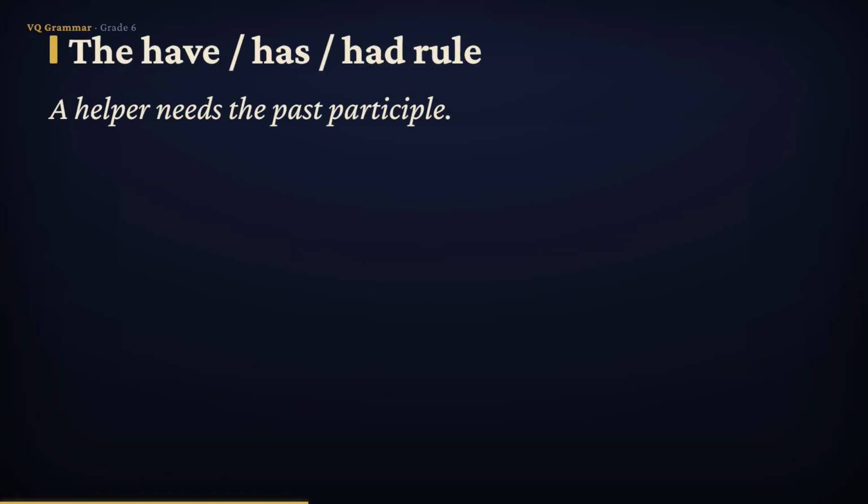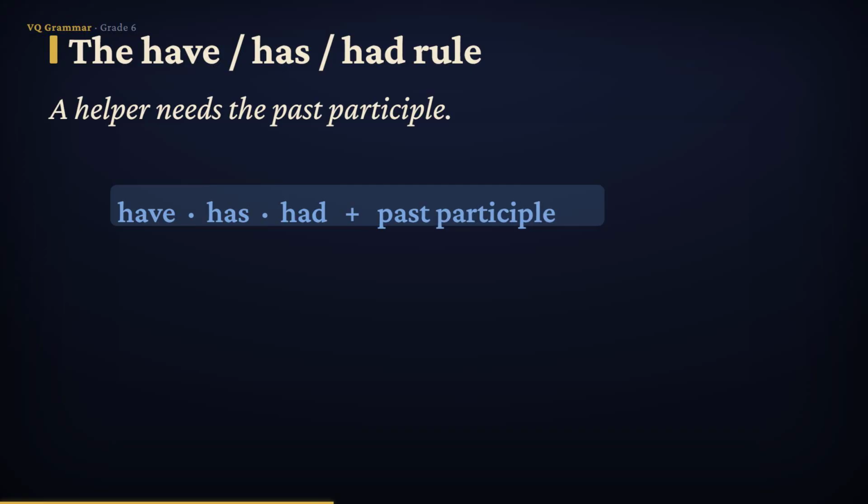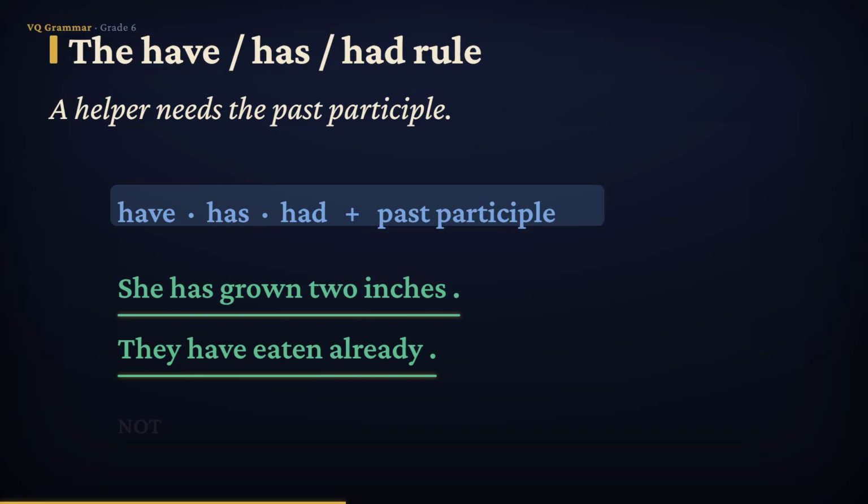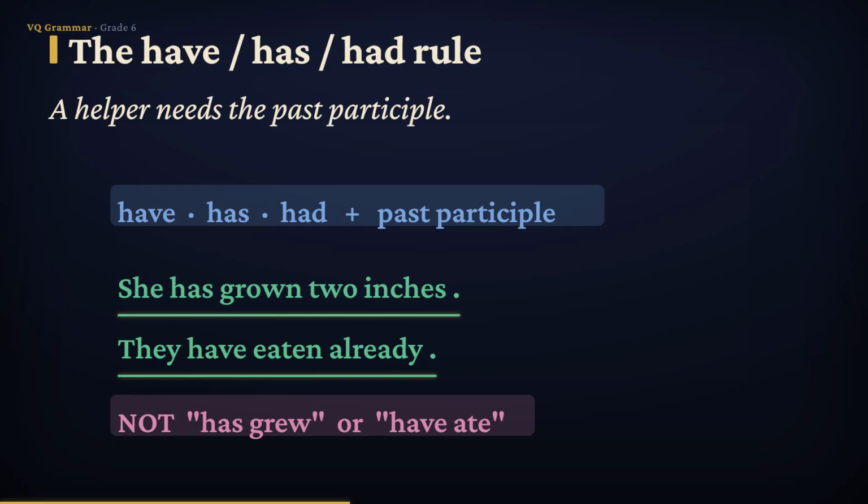Here's a rule that trips up a lot of writers, so let's nail it down. When you use a helping verb, have, has, or had, the main verb must be in its past participle form. That's the recipe. Have, has, or had, plus the past participle. So we say, she has grown 2 inches, and they have eaten already. What we do not say is has grew or have ate. Those pair a helper with the plain past form, and that's a mistake. Remember, a helper always calls for the participle.